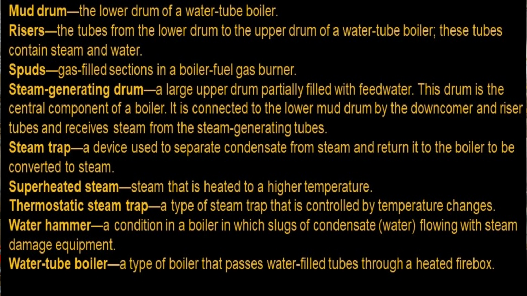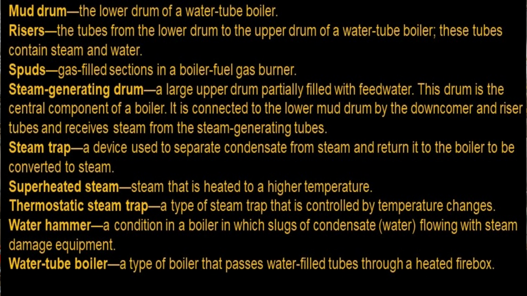Spuds are gas-filled sections in a boiler fuel gas burner. Steam generating drum is a large upper drum partially filled with feed water. This drum is the central component of a boiler. It is connected to the lower mud drum by the downcomer and riser tubes and receives steam from the steam generating tubes. Steam trap is a device used to separate condensate from steam and return it to the boiler to be converted to steam. Superheated steam is steam that is heated to a higher temperature.